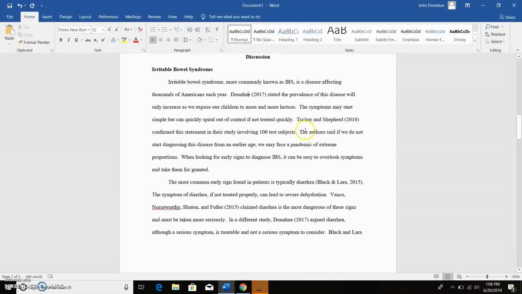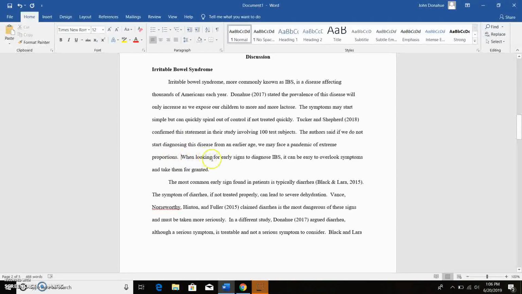So right here, the authors said if we do not start diagnosing this disease from an earlier age, we may face a pandemic of extreme proportions. Since I just cited them right here, I don't have to recite them here. Now, if I had cited a new author in this spot, I would need to cite them again when I started their thoughts again. Sounds a little confusing, but if you are continuing from what you already cited, you don't have to keep putting the same citation. You can just say the authors said, and that's talking about Tucker and Shepard. If I'd started a Donahue statement here, Donahue 2017, of course I would cite Donahue 2017 on this sentence.